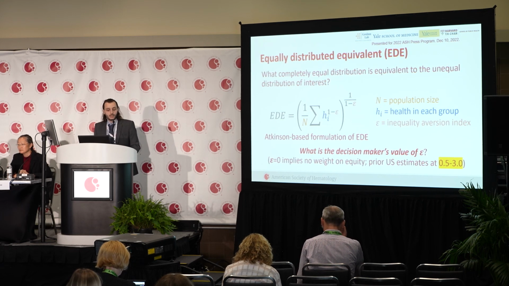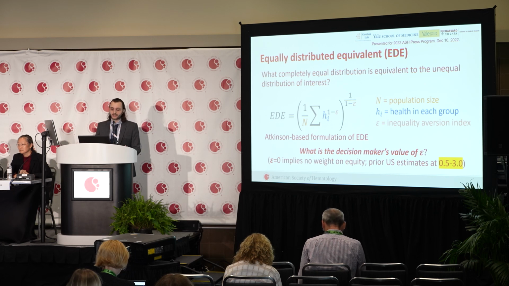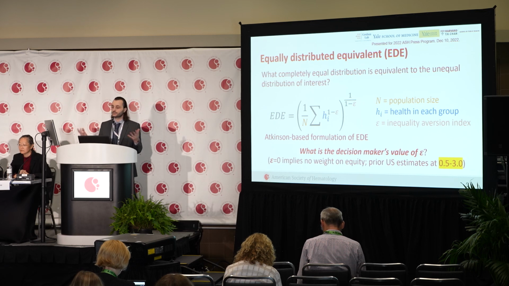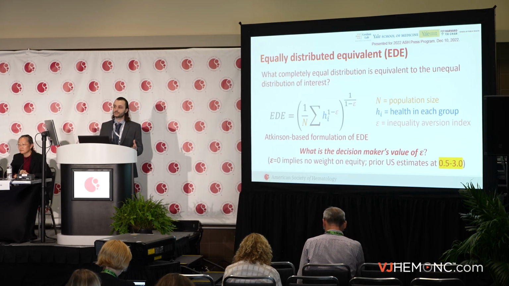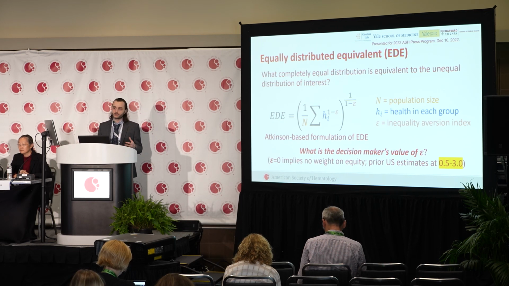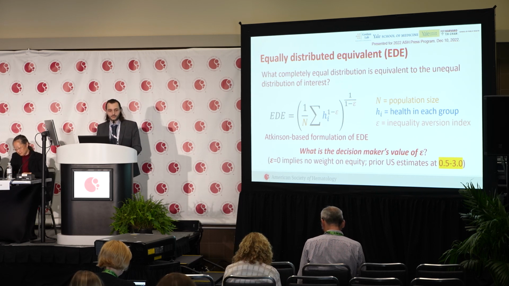Briefly, equally distributed equivalence is an important concept here, and so the question really becomes what completely equal distribution is equivalent to the unequal distribution of interest. And the question is, what disparity do you care about? Do you care about socioeconomic status? Do you care about the social construct of race? And so the data here is decades old, but the Atkinson-based formulation of EDE is in front of you.